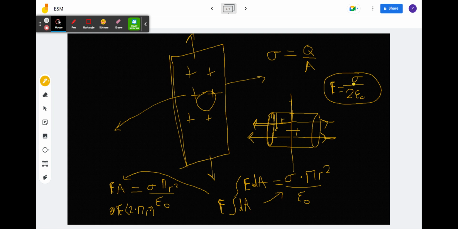Now, notice that this does not depend on distance away from the plate. So what does that mean? It means that regardless if I place a charge here, or I place a charge all the way out here, the force on that charge is going to be the same. Yes, it seems a little non-intuitive, but that's physics for you. The electric field is going to be a constant.